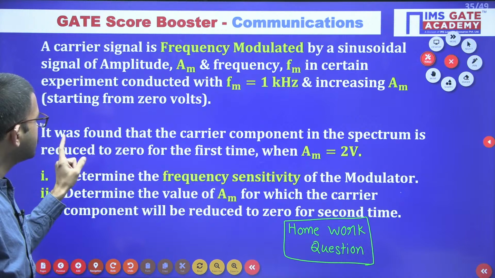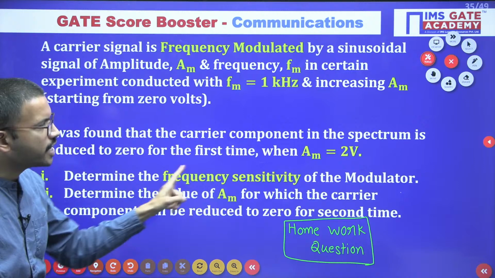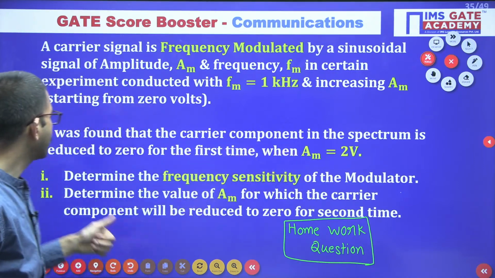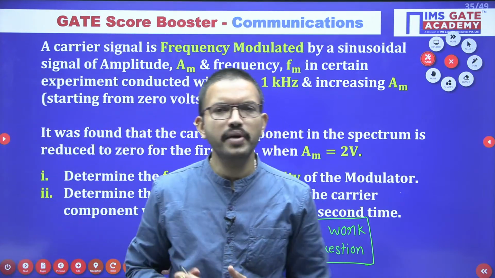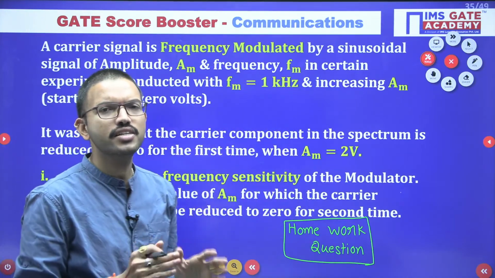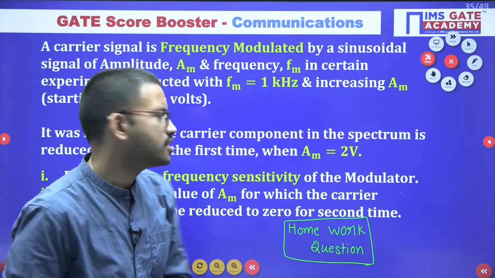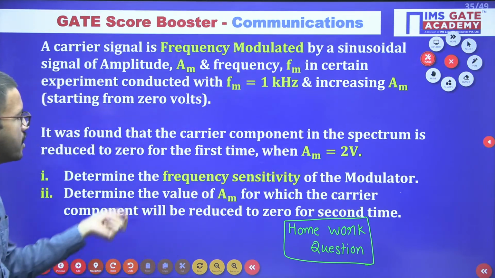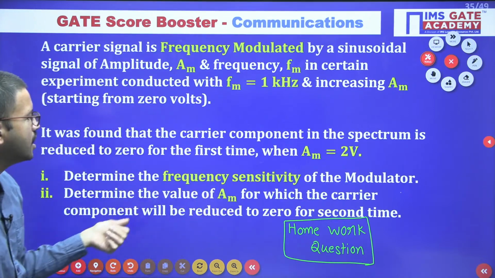So here in this case it is mentioned that it was found that the carrier component in the spectrum is 0 for the first time when Am equals 2 volt. Okay, so with the help of this data, just recall regarding wideband FM, for what values of beta you are going to get the carrier component, that means at the carrier frequency, the signal strength 0. Among those beta values, the first beta value you have to consider, and with the help of that, you can calculate the frequency sensitivity. That is the first part of the question. And whatever frequency sensitivity you got, you can consider in the second question.